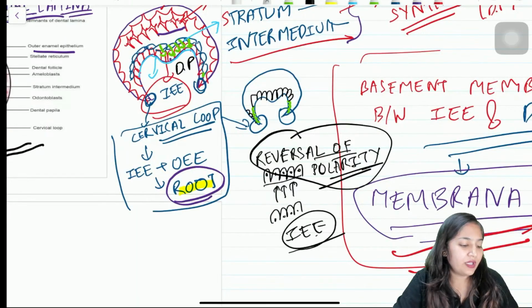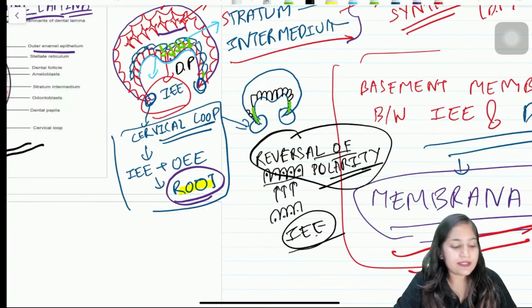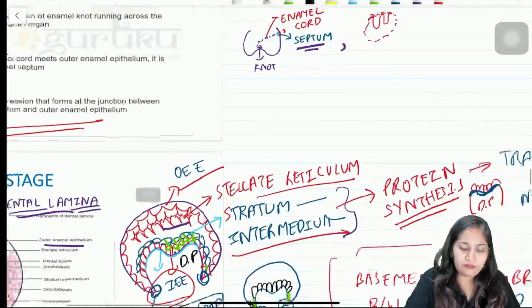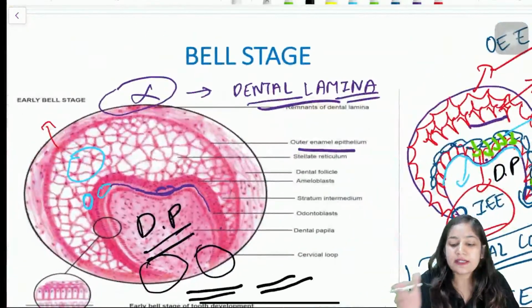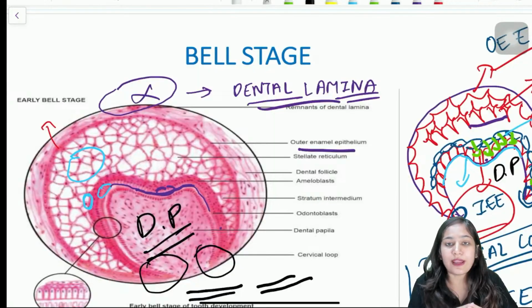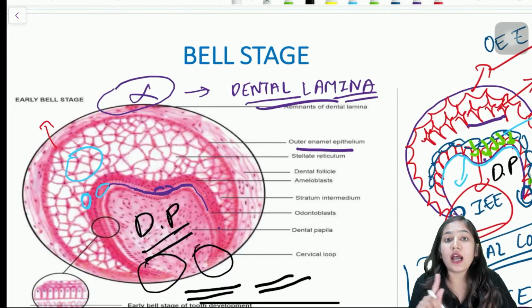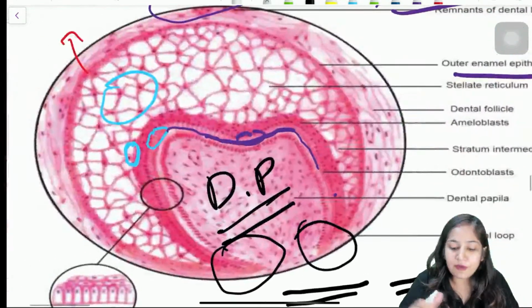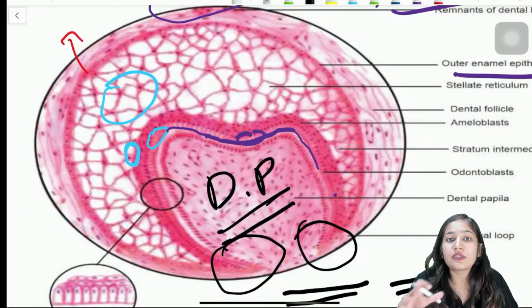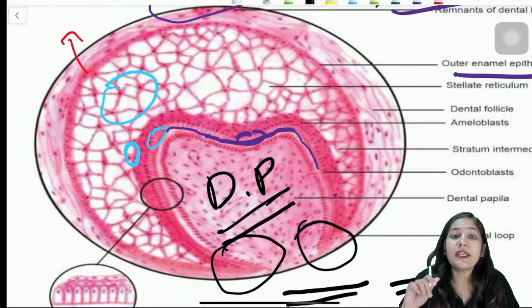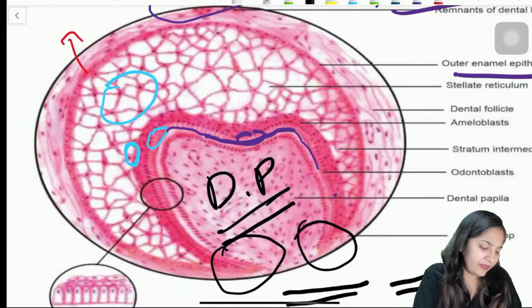Any doubt in this? Advanced bell stage? Main points we have already discussed: disintegration of dental lamina, cervical loop, membrana preformativa, stratum intermedium, and reversal of polarity. But no hard tissue formation in early bell stage, remember. So if this type of diagram is given, don't confuse it with advanced bell stage. Hard tissue formation will be seen only in advanced bell stage.